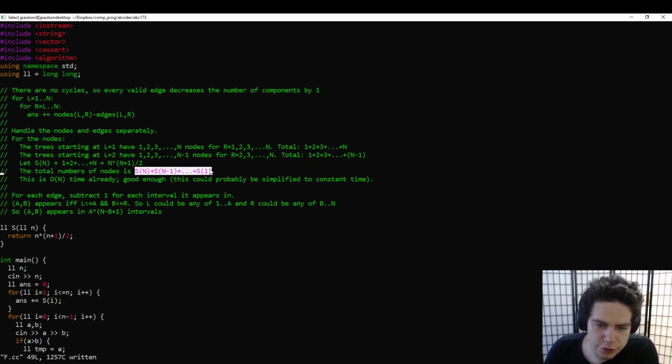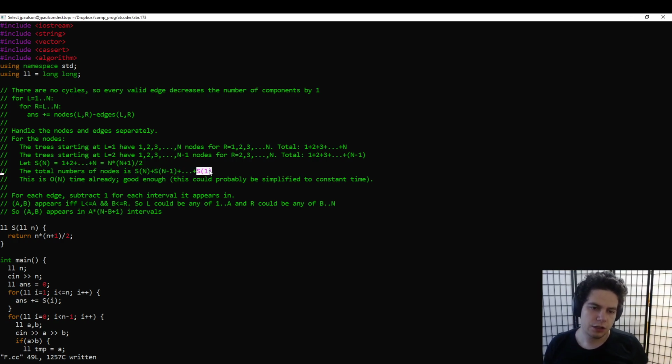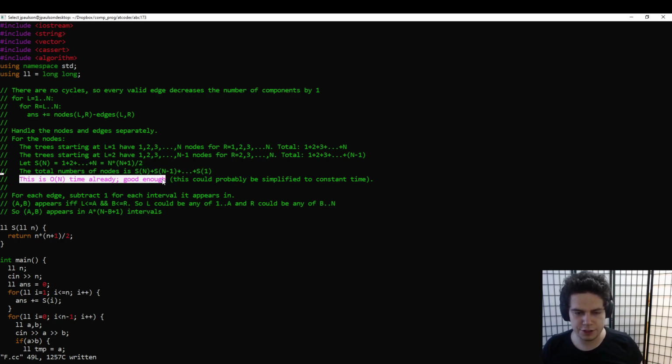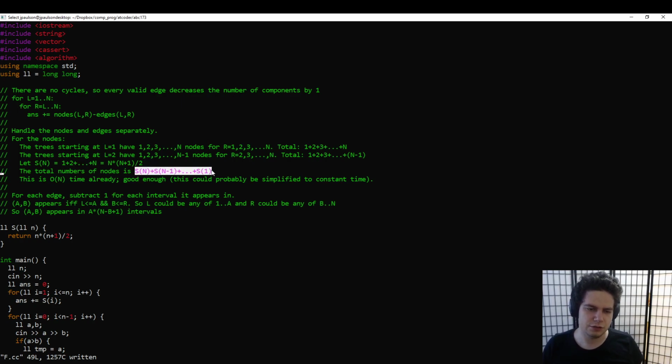And so the number of nodes in all of the subtrees is just Sn for L equals 1, S(n minus 1) for L equals 2, all the way down to S1 for L equals n. Because we have this formula for Sn, this sum is just linear time, so that's good enough. We just want linear time. I'm sure there's a way to simplify this sum because it's so regular, but we don't need to worry about it. So the edge part is more complicated.